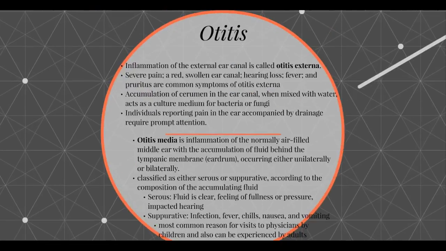Otitis is the next condition, and it is inflammation of the ear. Now, there are a couple of different types that you need to know about. Inflammation of the external ear canal is called otitis externa. The characteristics of otitis externa are severe pain, a red or swollen ear canal, hearing loss, fever, and pruritus. Those are the very common symptoms that go along with otitis externa.